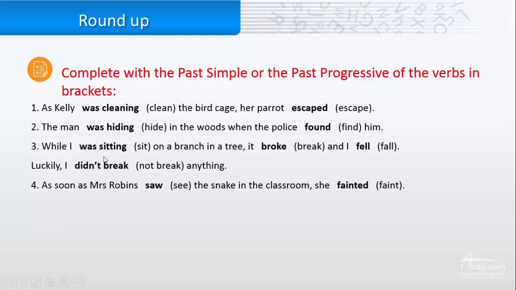3, while I was sitting on a tree branch, it broke and I fell. Luckily I didn't break anything. And number 4, as soon as Mrs. Robbins saw the snake in the classroom, she fainted.